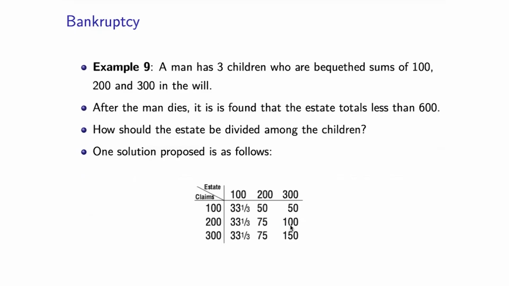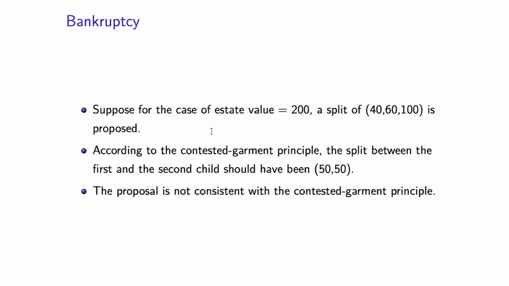Okay, let's look at a case where things are not consistent, right? So again, we are back to the case of estate value of 200, right? And suppose a split of 40, 60 and 100 is proposed, right? So this is at least feasible in the sense that you have got 200 and this also adds up to 200. The question is whether this is consistent with the contested garment principle, right?